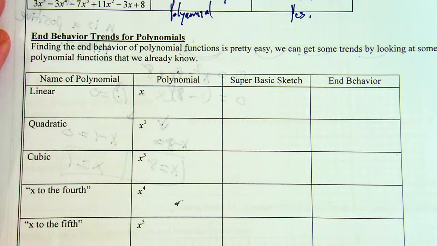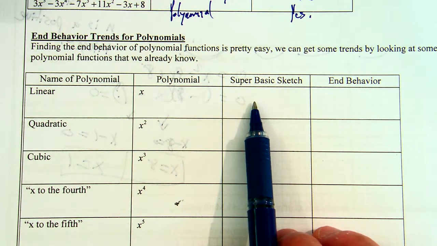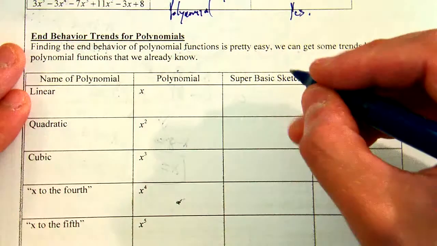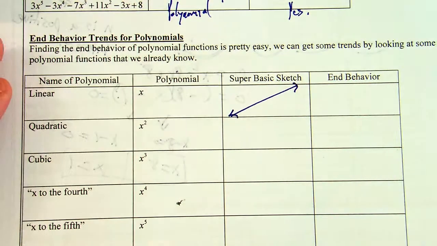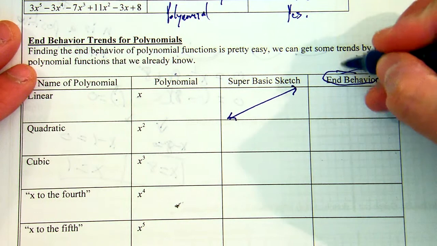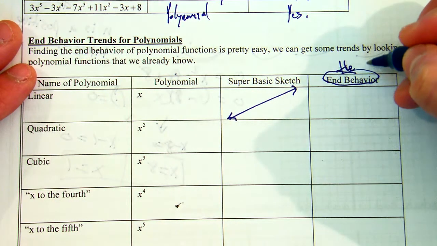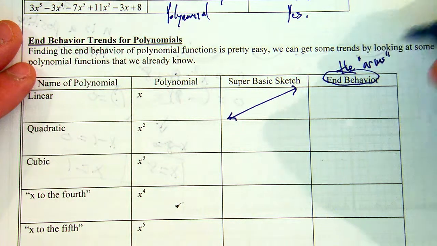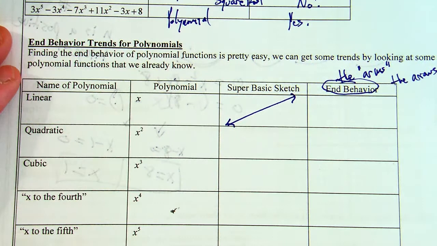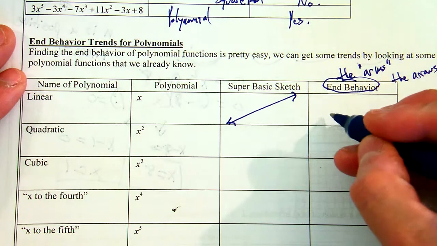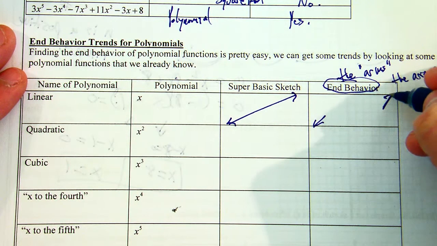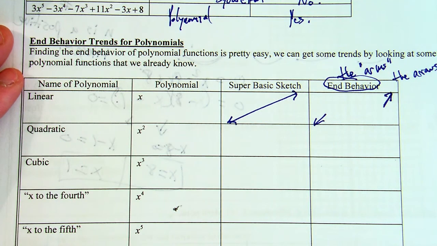What does a linear look like? What's my basic sketch? What does linear look like? Looks like this here, right? So when I talk about end behavior here, I'm basically talking about the arms of the function or the arrows. So I want to know what is happening with the arrows. So the bottom left arrow is going down and the top right one is going up. True? That's basically what's happening here.